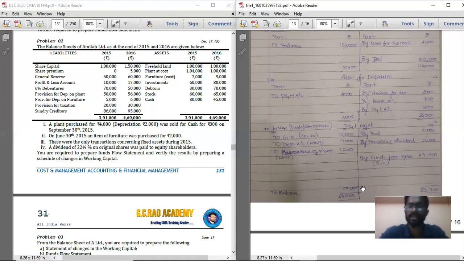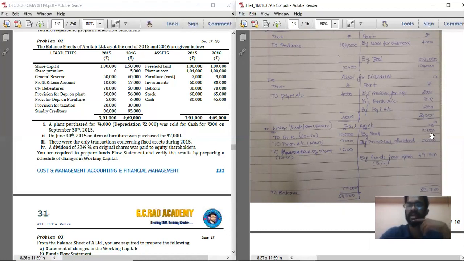Divide the page into two parts. Left hand side debit, right hand side credit. On the debit side record particulars, amount. On the credit side also record particulars, amount. See, the P&L account is a liability. Opening balance will be taken to the credit side. Closing balance will be taken to the debit side. So opening balance is 10,000. So record opening balance. On the credit side record by balance.